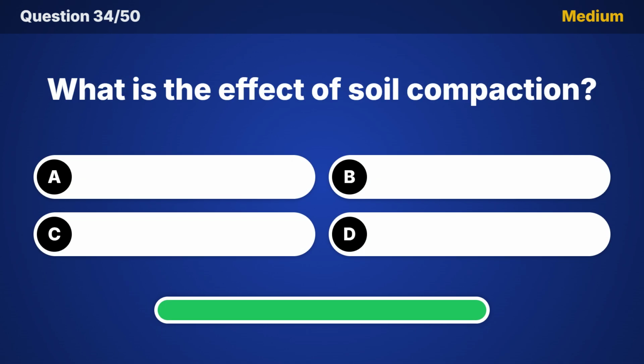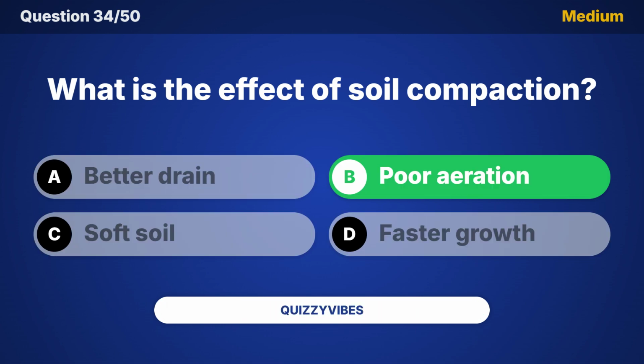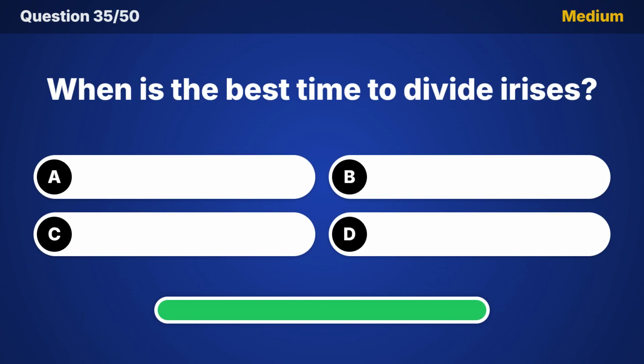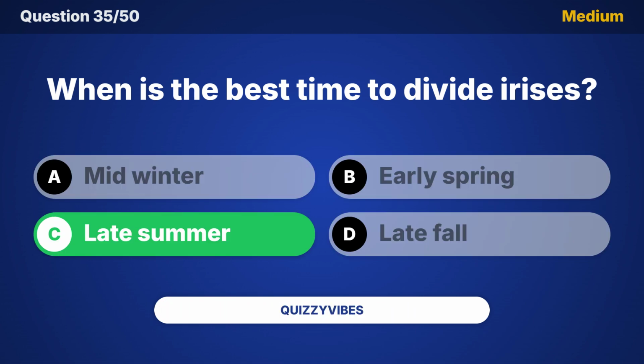What is the effect of soil compaction? Answer, poor aeration. When is the best time to divide irises? The answer is late summer.